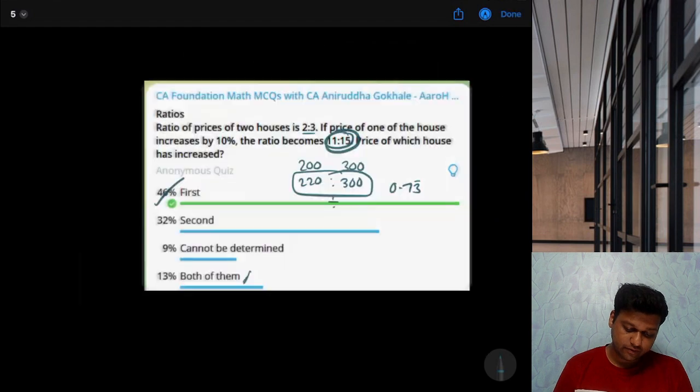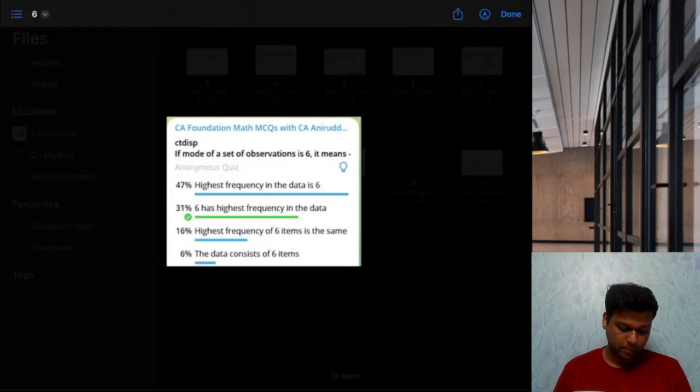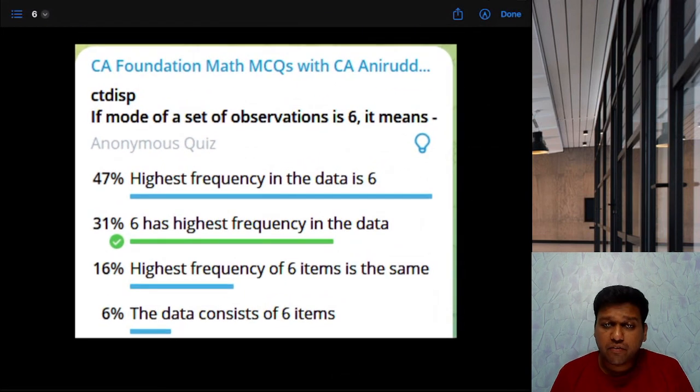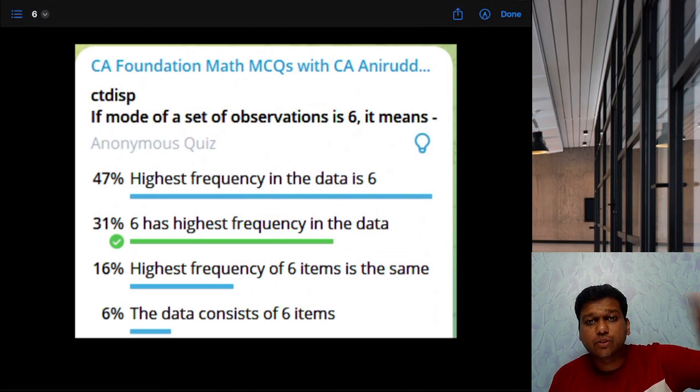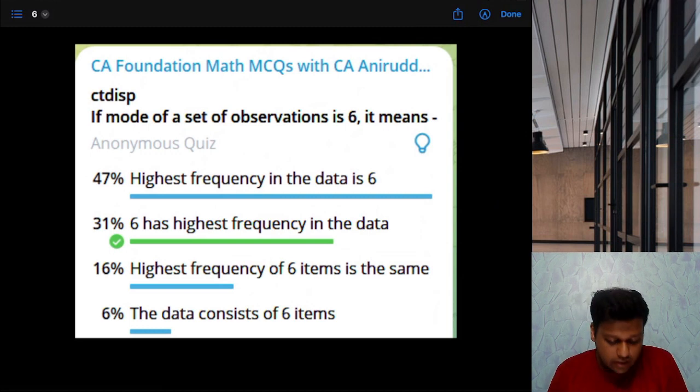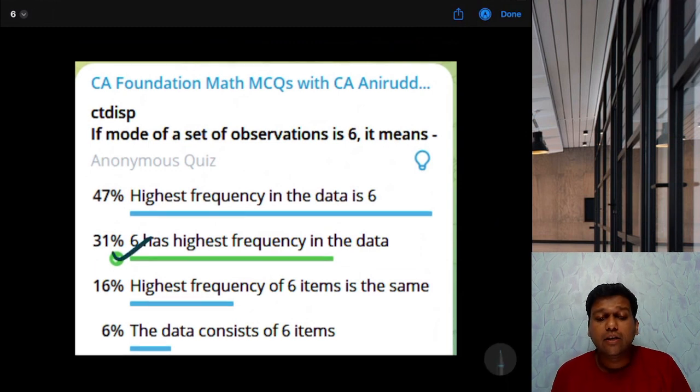Next, sixth. If a mode of a set of observations is 6, it means, okay, mode is what? Observation with highest frequency. So 6 has highest frequency is the correct answer. Highest frequency is 6, that is not correct. So it is not like if you have X and if you have F, it is not like frequencies 1, 3, 5 and 6.